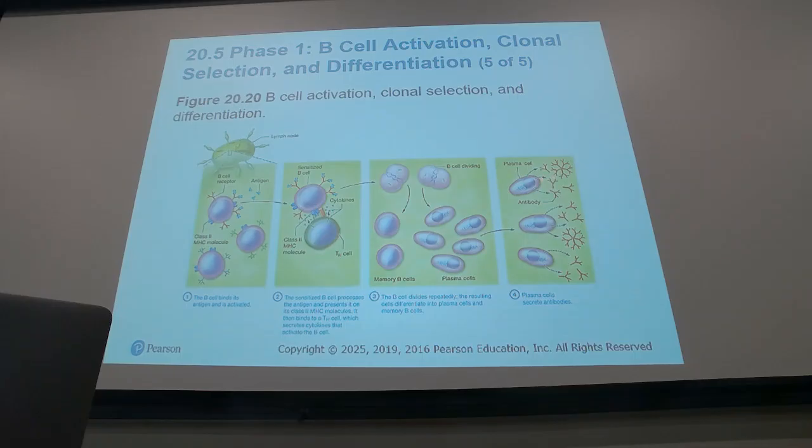Plasma cells will be large cells that will secrete these antibodies. And these antibodies can bind more antigens, fighting infections in body fluids. So this is humoral immunity.